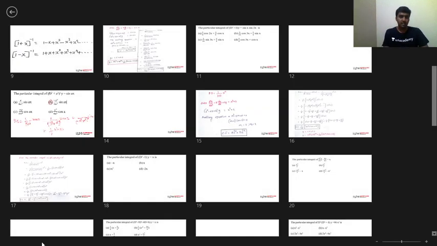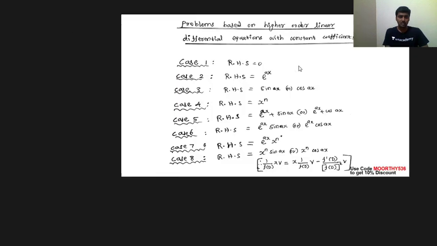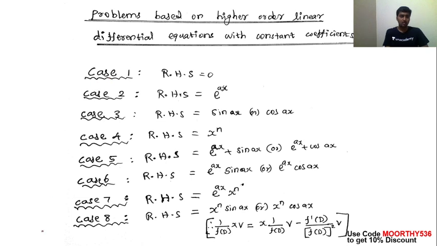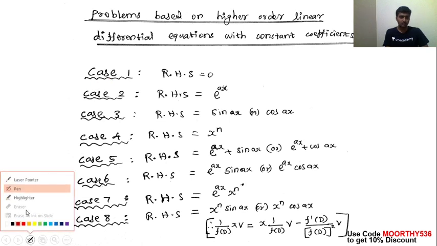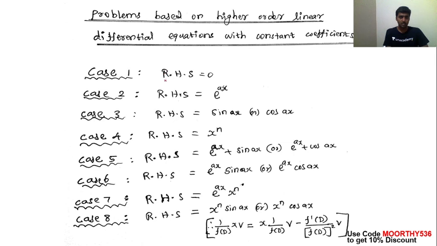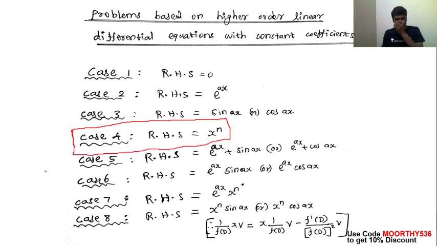The next case, we had a very good discussion. The first three cases are: case 1, RHS is equal to cos ax, case 2, e power ax, case 3, sin ax. Now we are going to discuss case 4. These are the 8 very important cases. You have to practice these 8 cases in order to crack the problems in GATE as well as IES. Case 4, RHS is equal to x power n format.